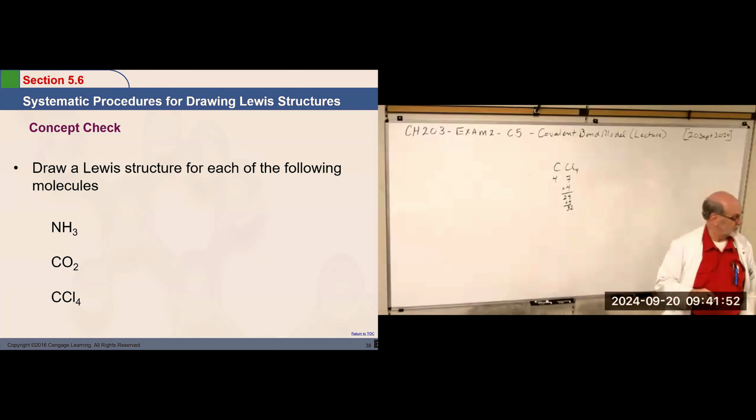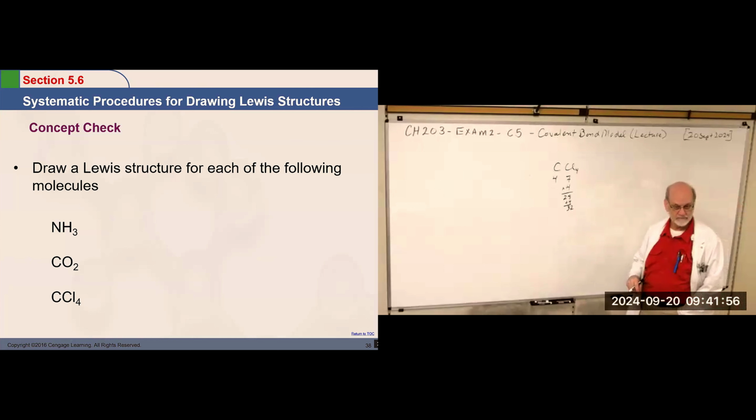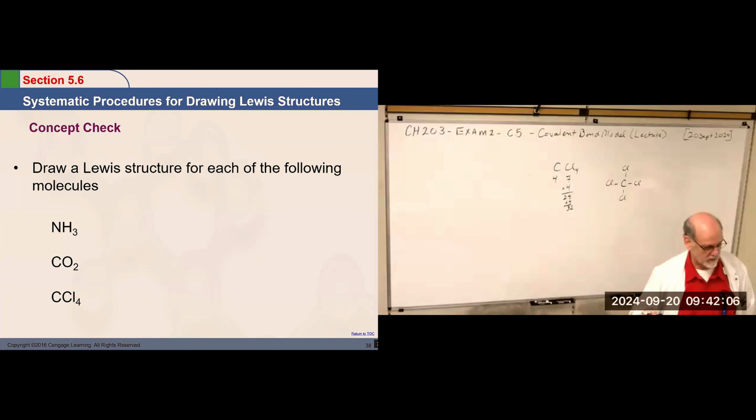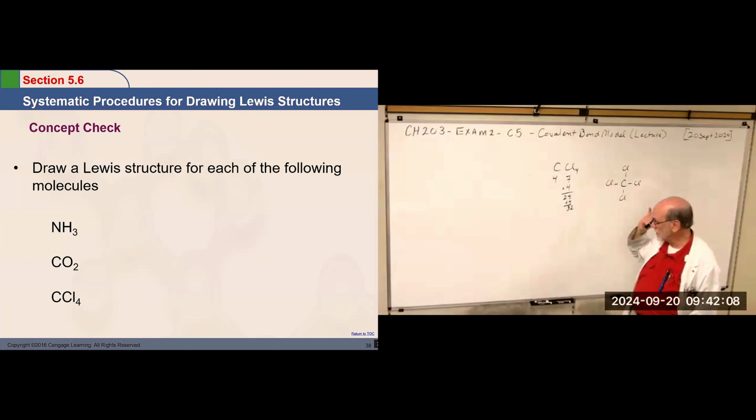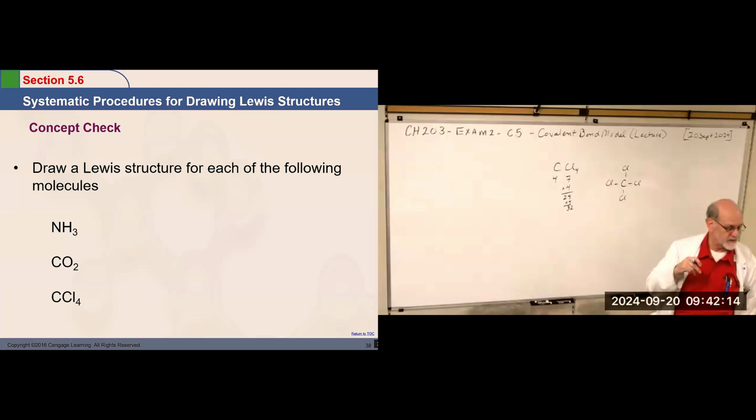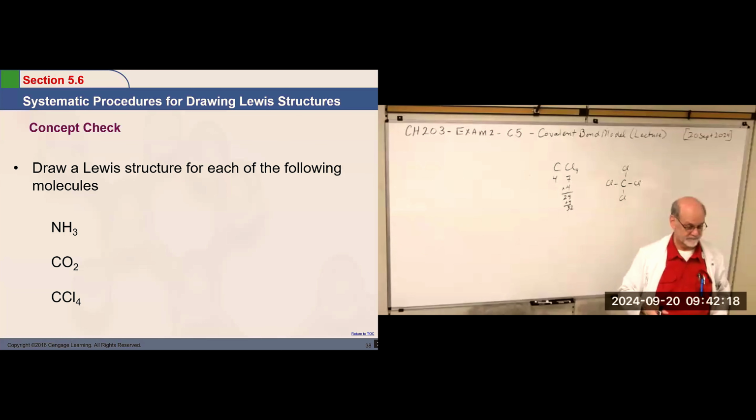So in this one, obviously carbon is in the middle. It's to the left of chlorine. So we put carbon there, and then we position 4 chlorines around that carbon. Now, this is not just busy work. We're going to use this procedure to go the next step to help us learn what is the most likely three-dimensional structure of the molecule. Okay, that's where we're headed.